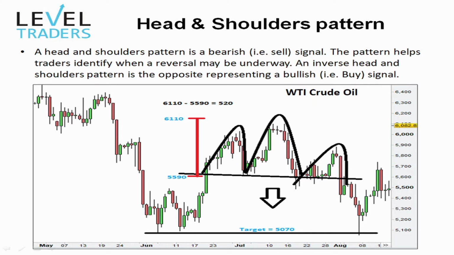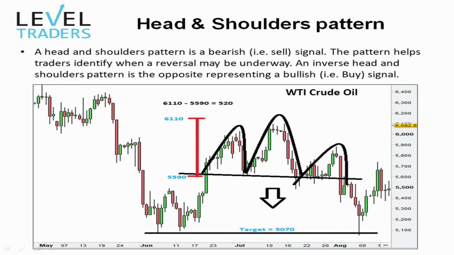The other area to take note of is the level where the head and shoulders bounces off, i.e. the neckline. So you see where I've got this horizontal line, or slightly downtrending, around 55.90. That's the key area. Should price break that, that's when the head and shoulders will actually play out.